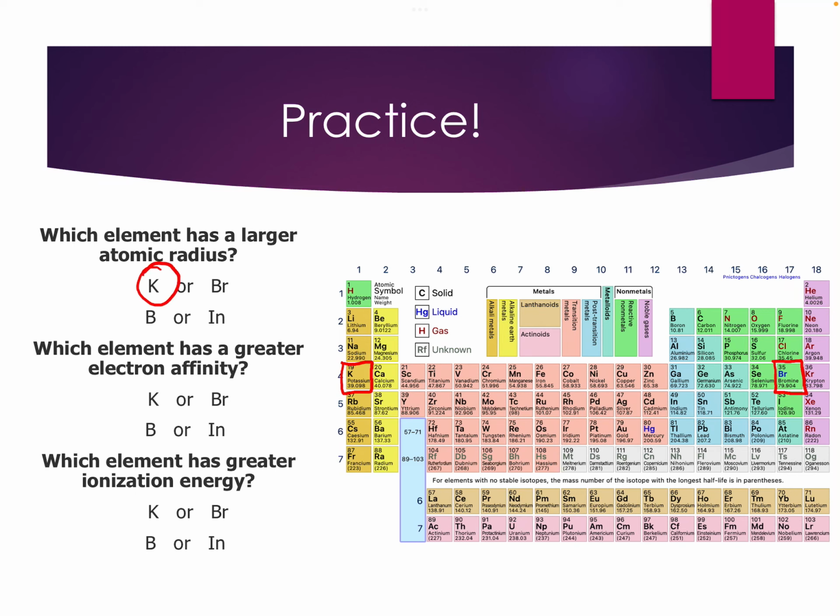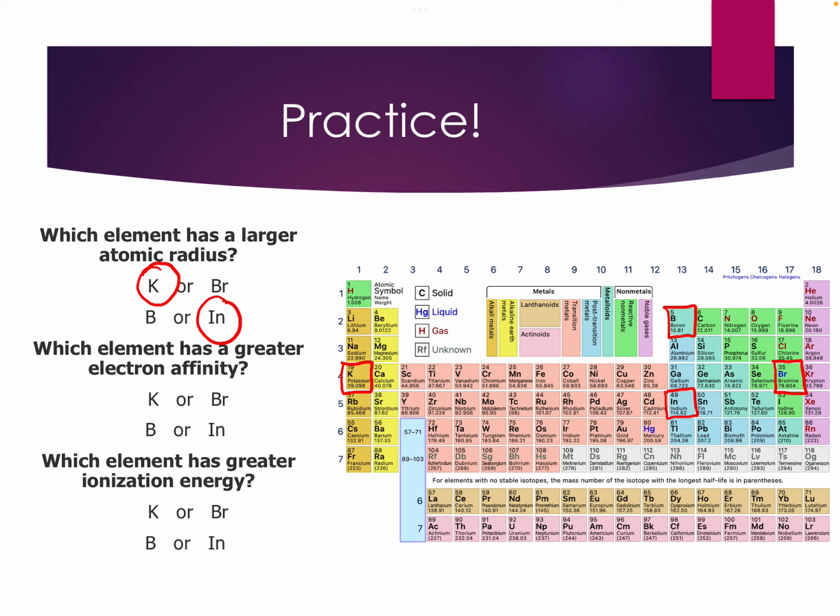All right, now let's find boron and indium. Here's boron, and here's indium. When we're thinking about atomic radius, as we go down the periodic table, we're adding more and more energy levels, which makes our atom larger and larger. For this reason, indium is greater than boron.